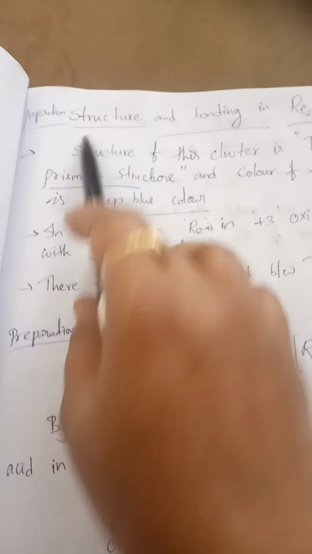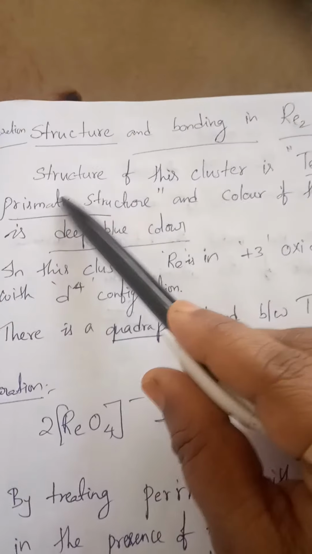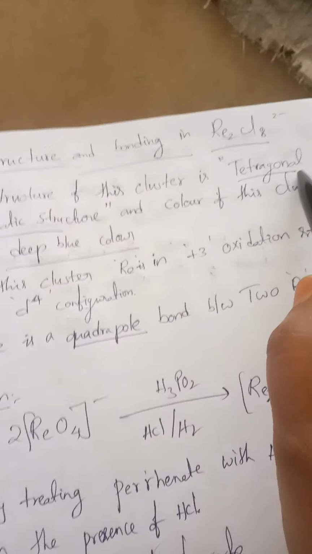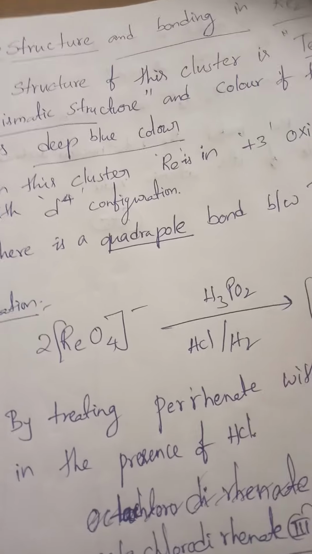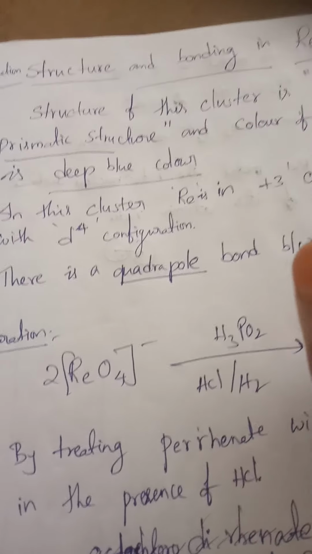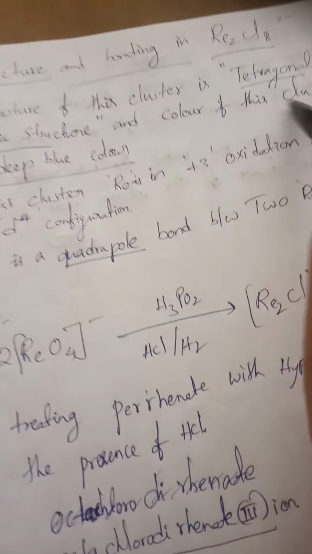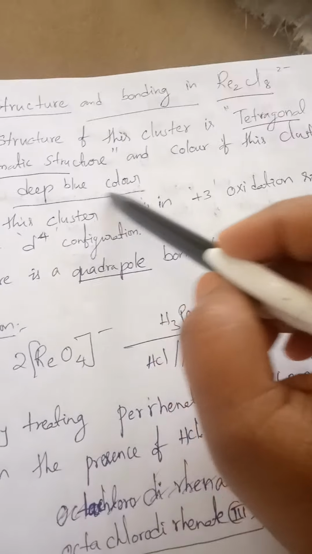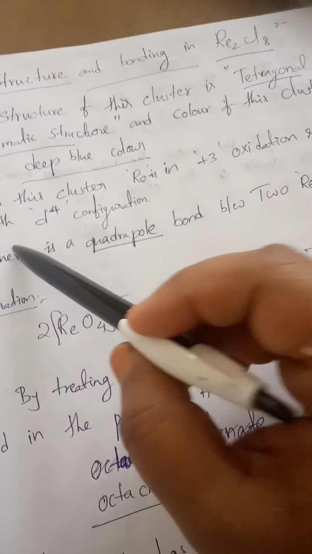Good morning, everyone. Today we discuss the preparation and structure and bonding in the rhenium Re2Cl8 2- ion. The structure of this cluster is a tetragonal prismatic structure. Last class we discussed the major structural types of the metal halide clusters, and the third one is the tetragonal prismatic structure. The color of this cluster is deep blue. In this cluster, rhenium is in the +3 oxidation state with a d4 configuration.